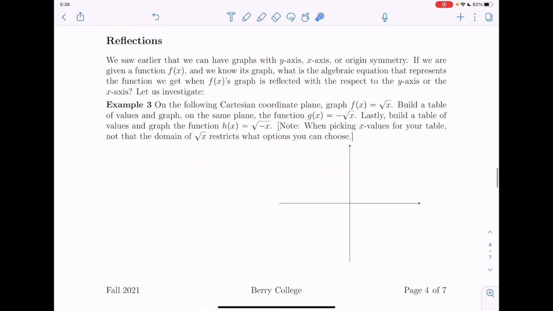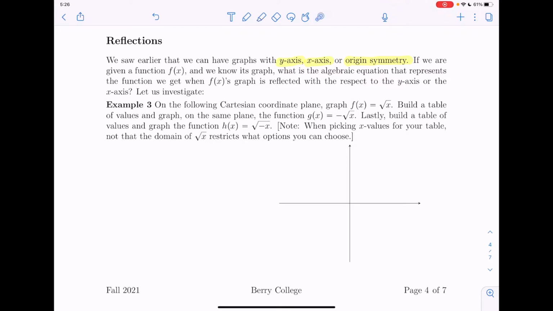So if we can shift up or down, we can shift left or right, then how do reflections occur? Because we've already seen examples of functions that exhibit y-axis and origin symmetry. We've also seen graphs that exhibit x-axis symmetry. So the question is, how can we recognize this symmetry in a graph, but algebraically? Well, it turns out that the answer is negatives.